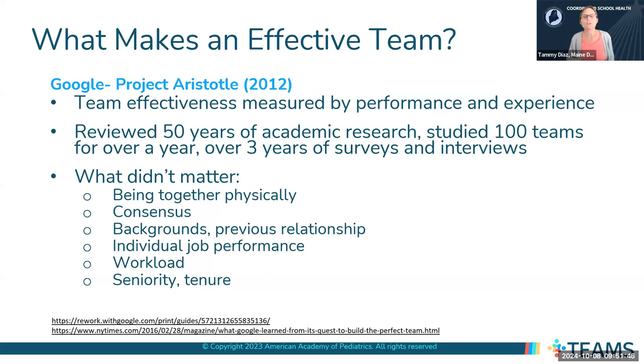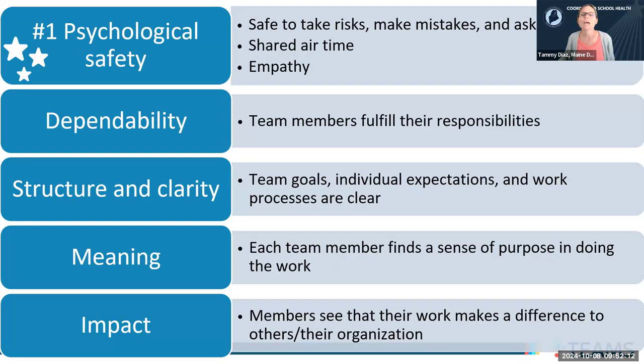As part of this initiative, they reviewed 5 years of academic research, studied 100 teams for over a year, and conducted over 3 years of surveys and interviews. One of the interesting aspects of this study is that some factors that they thought might be important in creating an effective team turned out not to matter. What did matter were these five factors. Psychological safety being the most important, that was the number one factor, is feeling safe.